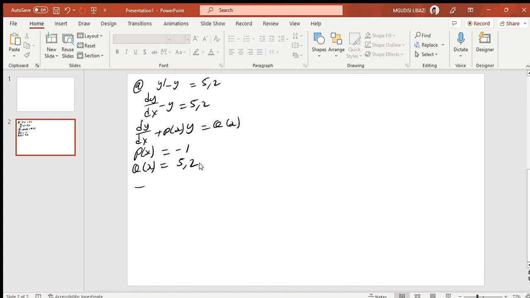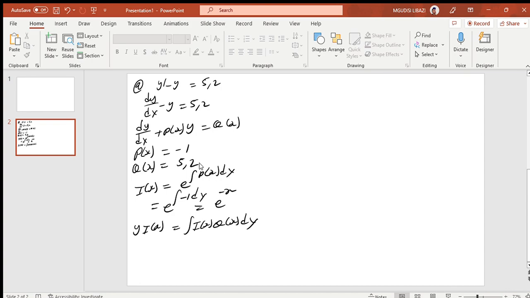We can now solve this by first finding the integrating factor, which is e raised to the integral of p of x dx. So the integral of p of x, which is -1 dx, gives us e raised to negative x. After that we can write the general form, which is y multiplied by I of x equals the integral of I of x multiplied by q of x multiplied by dx. So we have y e raised to negative x equals the integral of e raised to negative x multiplied by 5.2 dx.